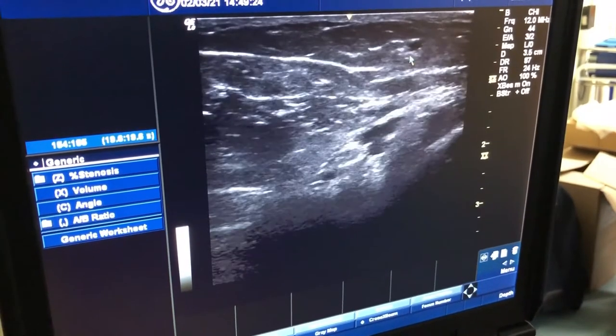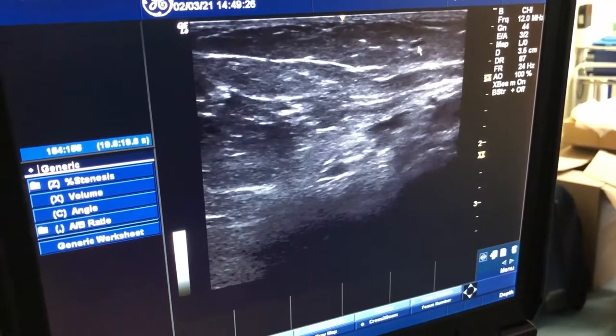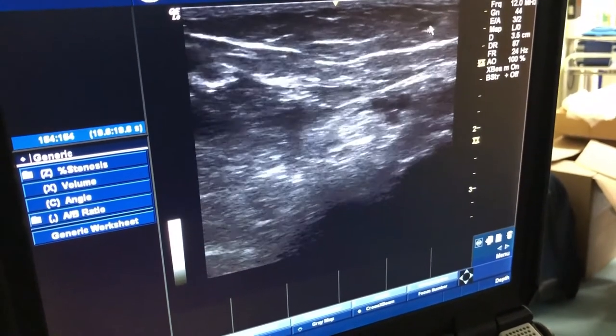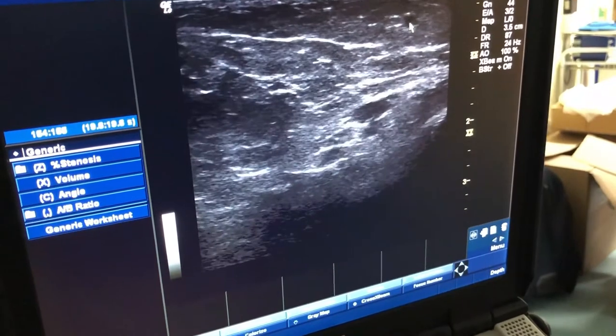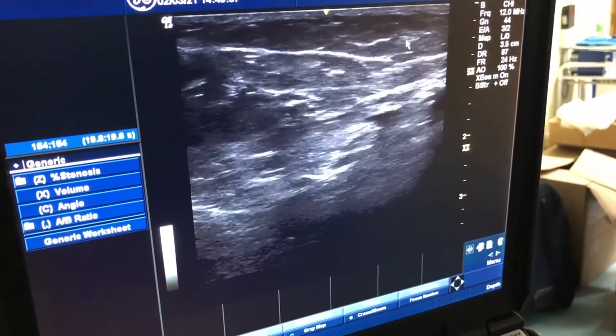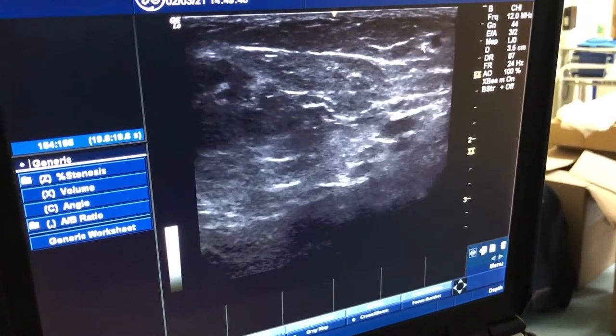We can see a nice interesting thing just up here. This is a superficial vein. This is actually on the outside of the retinacula. So this is one of the superficial veins. You may be able to see this through the skin because it's on the outside of the retinacula.